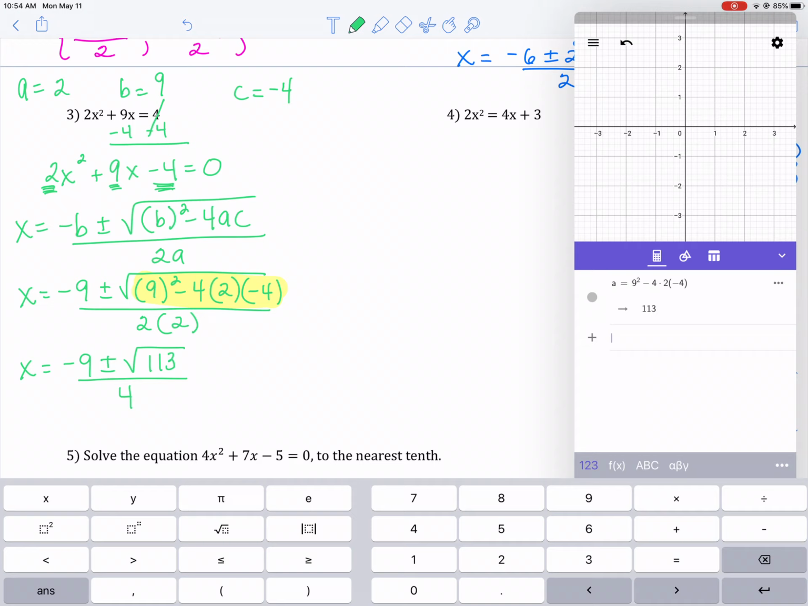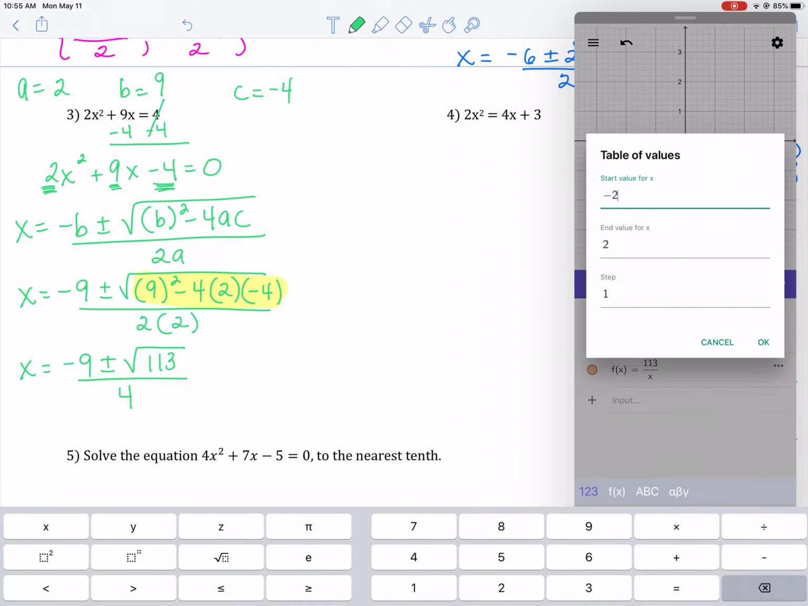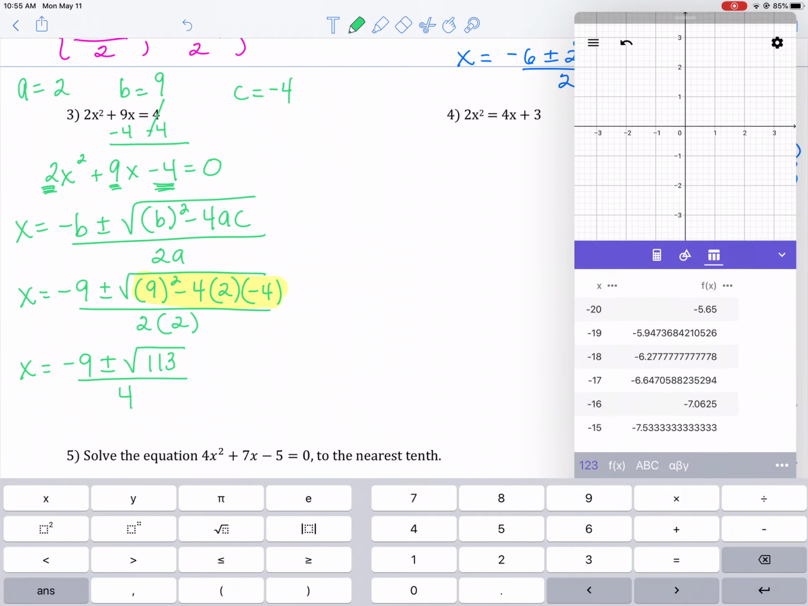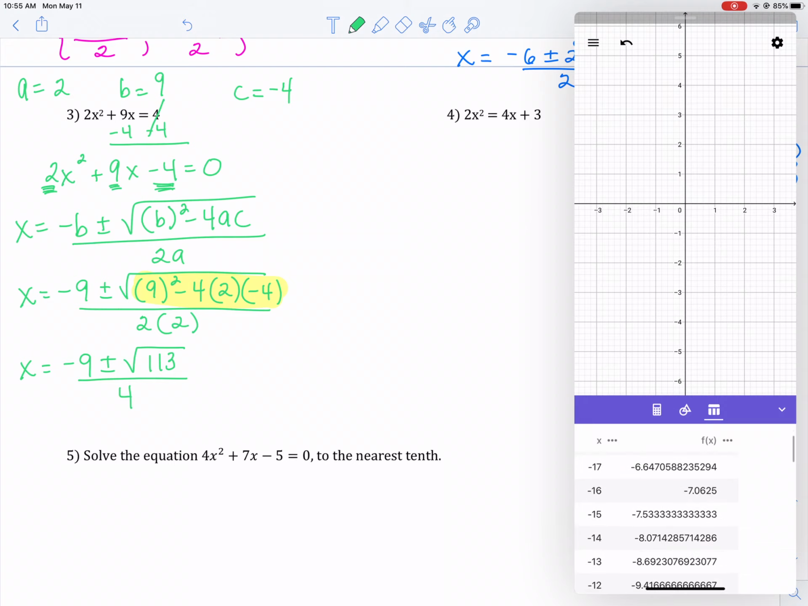So watch what I'm going to type in. 113 divided by x. Okay, why? That's going to give me a table of values. So I'm going to go anywhere from I guess I can go from like negative 20 to positive 20. Give me a whole bunch of numbers. Are there any numbers that I could see where one of them is a perfect square that it goes in?